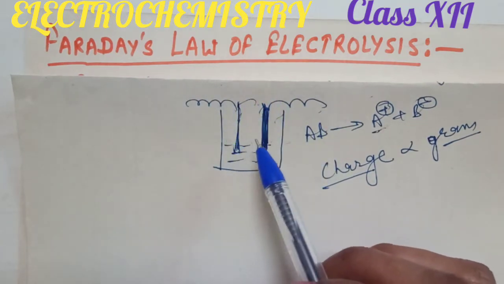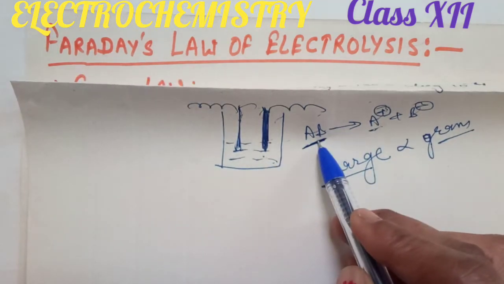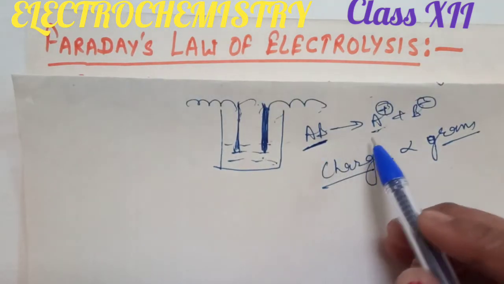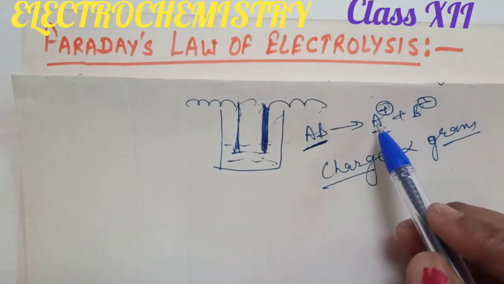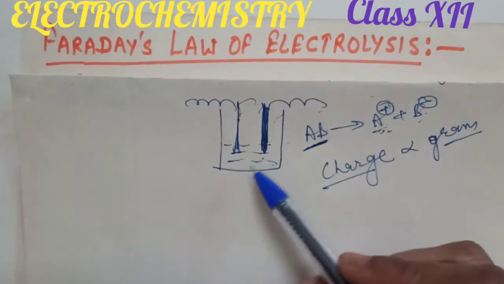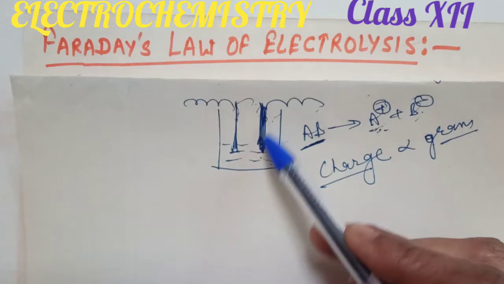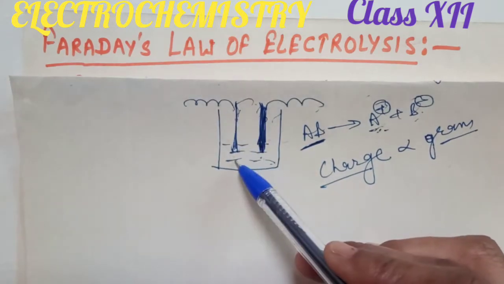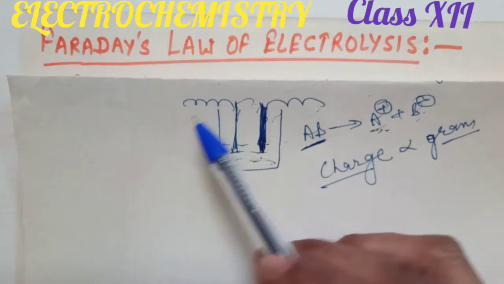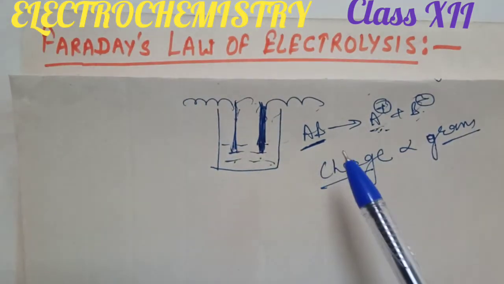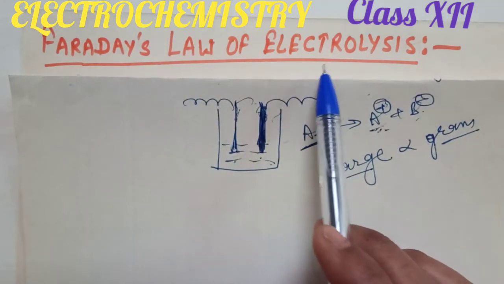When we pass current in this voltameter, the electrolyte, suppose this is AB, is dissociated into cation and anion. These cation and anion are reduced or oxidized at the cathode or anode, and the matter is deposited on the electrodes. In this video we will discuss how to calculate the amount deposited on electrodes during electrolysis.